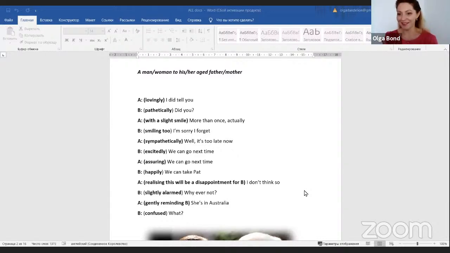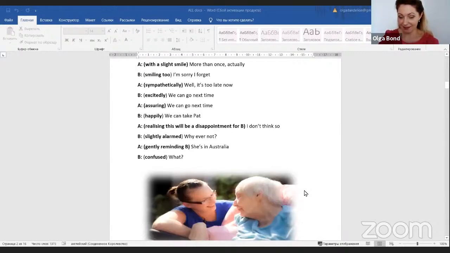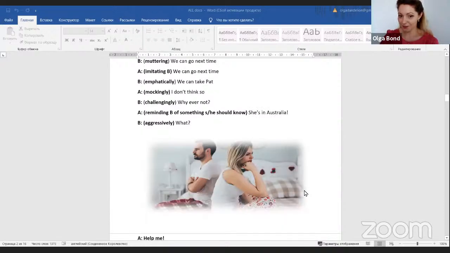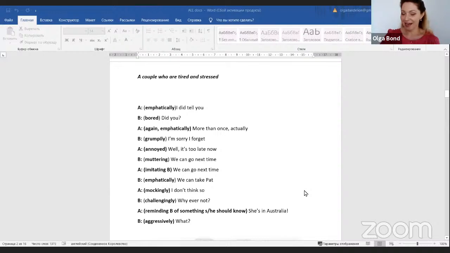You see, so you can introduce them the emotions, right? And check how well they present the emotions. And then you give them the same dialogue, but the situation is different. So we have a wife and husband who are not quite happy. They had the argument, right? And you can see that they are tired and stressed.